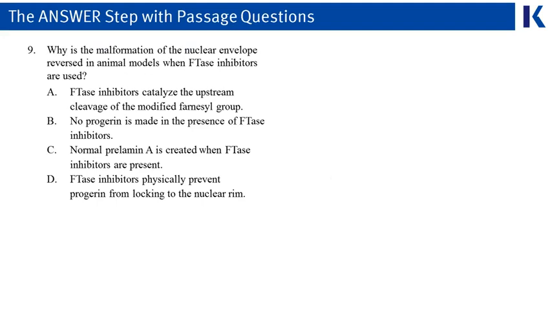We are starting here with question number 9, which is the one that asks more or less why FTase inhibitors work to reverse the effects of progerin. And our prediction was that they stop progerin production in the first place. So go ahead and pick that answer. What choice matches this prediction?